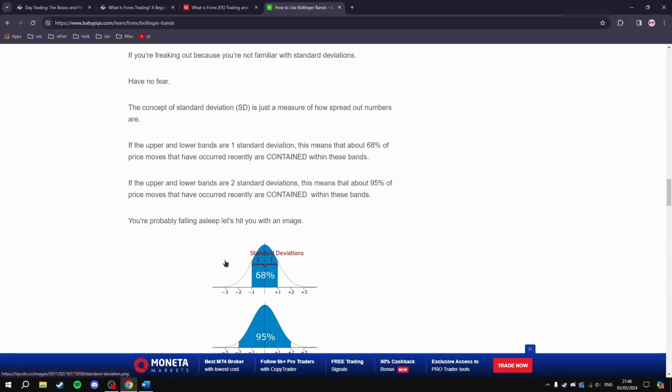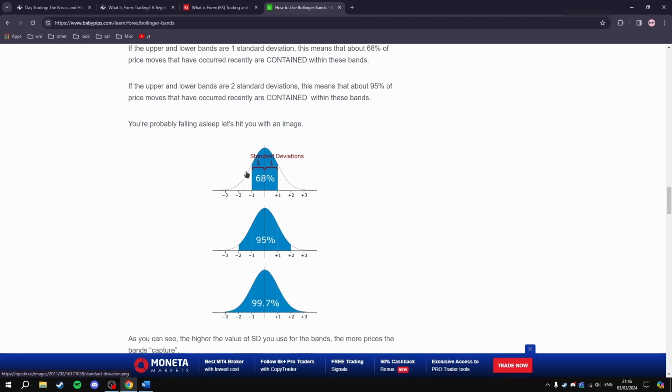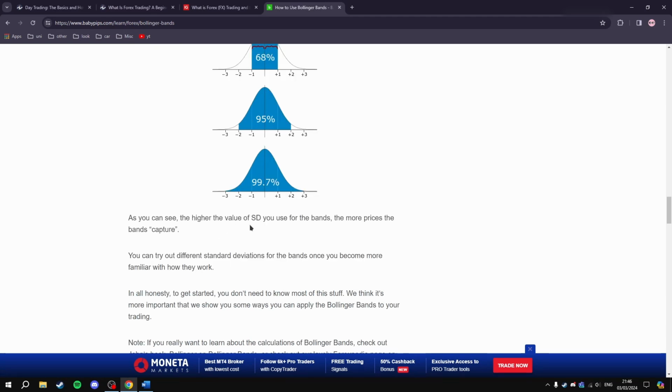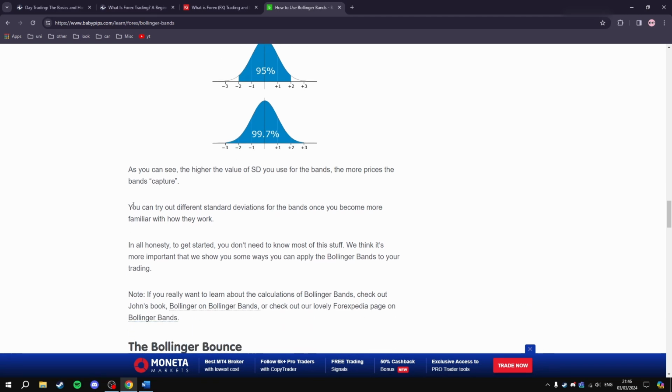You're probably falling asleep. Let's hit you with an image. Standard deviation. So this is 1 standard deviation of 68%, 2 standard deviations of 95%, 3 standard deviations of 99.7%. As you can see, the higher the value of standard deviations you use for the bands, the more prices the bands capture. You can try out different standard deviations for the bands once you become more familiar with how they work.